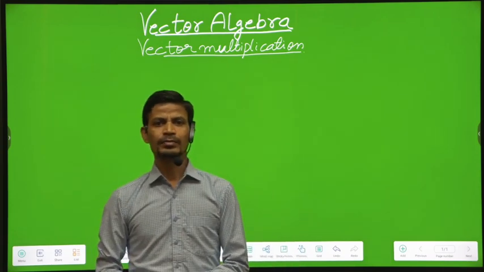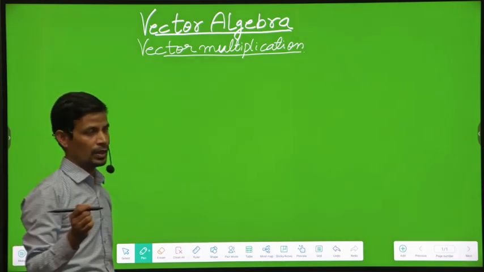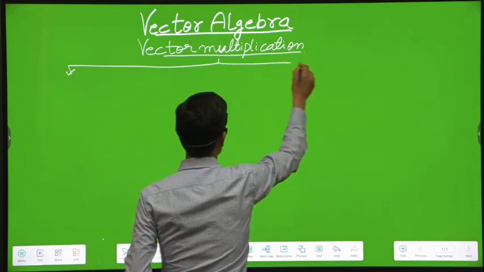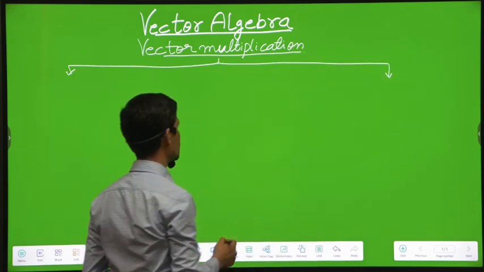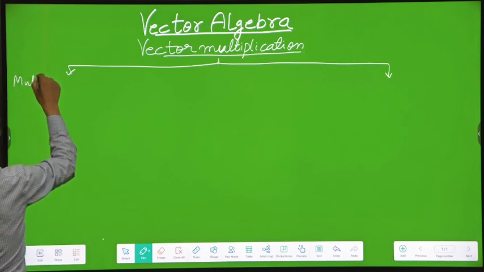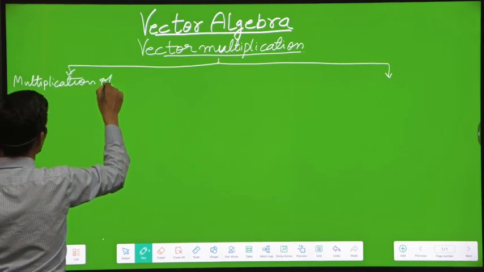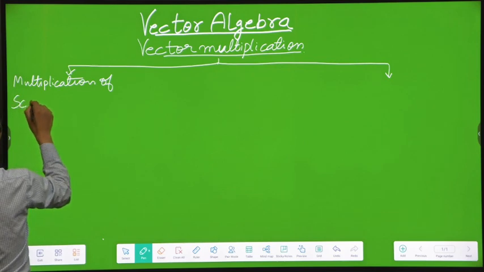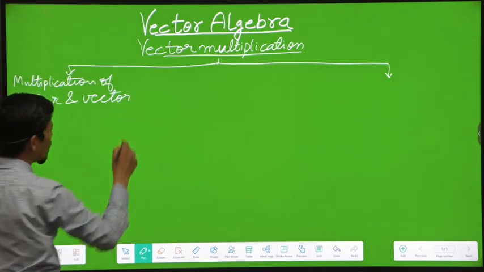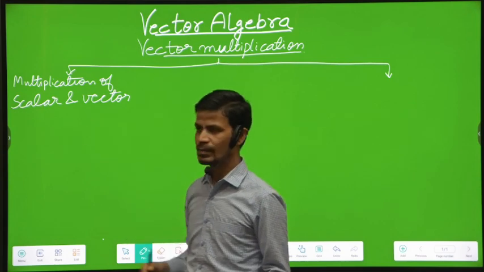So in vector algebra, now we are moving to vector multiplication. Okay, so let me classify vector multiplication in two categories. First, multiplication of scalar and vector. So how does this multiplication take place?